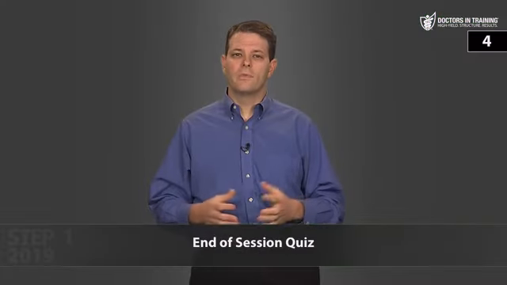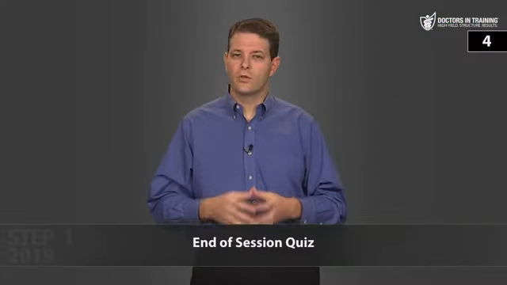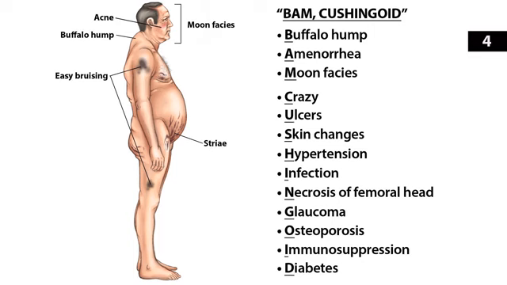And our last question, what are the possible side effects of glucocorticoids? Bam! Buffalo hump, amenorrhea, moon facies, crazy, which is psychosis and agitation, ulcers, skin changes, hypertension, infection, necrosis of the femoral head, glaucoma and cataracts, osteoporosis, immunosuppression, and diabetes.